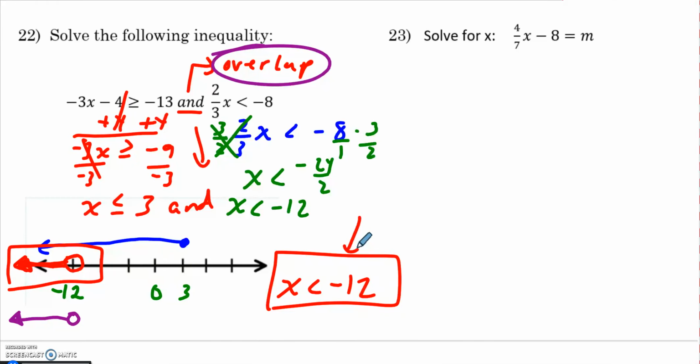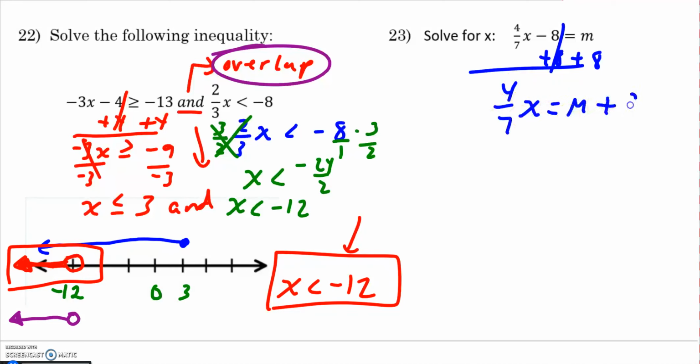Number 23. My goal is to solve for x, or get x alone. And I'm keeping with the theme of fractions here to give you more practice. If I'm trying to get x alone, let's first move that unattached 8. So we'd have 4/7 x equals m plus 8. These are not like terms, so let's leave them as we see them.